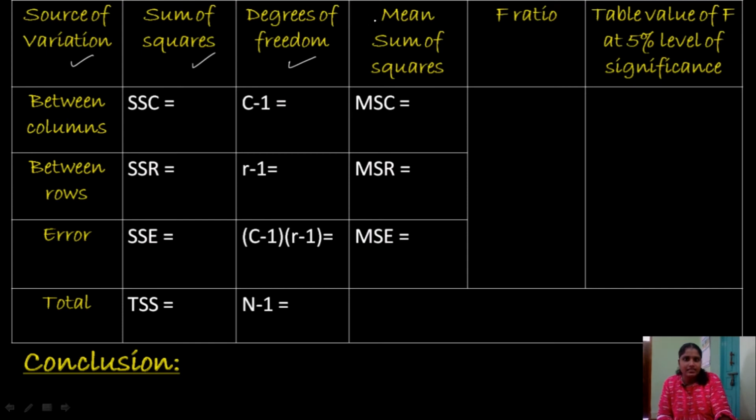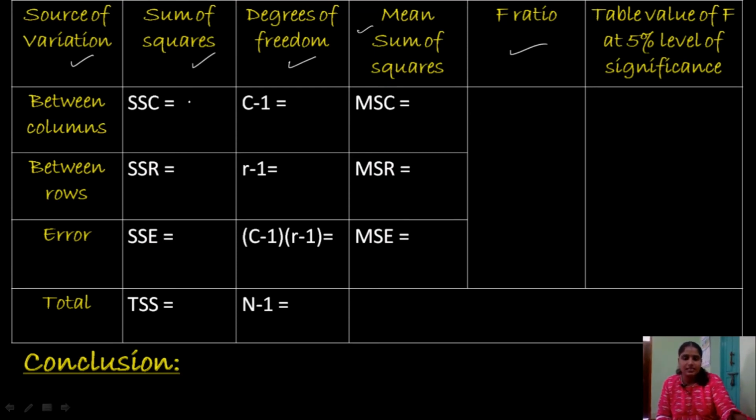Next we calculate the mean sum of square. So this column represents MSC, MSR and MSE. These are the values that we calculate by making use of these values, and next we calculate the F ratio by comparing MSC with MSE and MSR with MSE. That is, we have to compare between column with error and between row with error and make a ratio of F, and finally we have to compare this value with the table value. For that we have to write down the table value of F here. First write down the values that we have calculated so far.